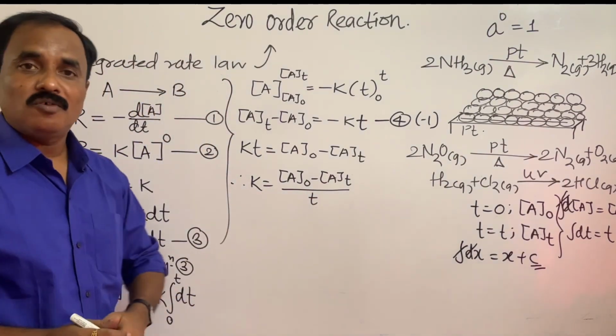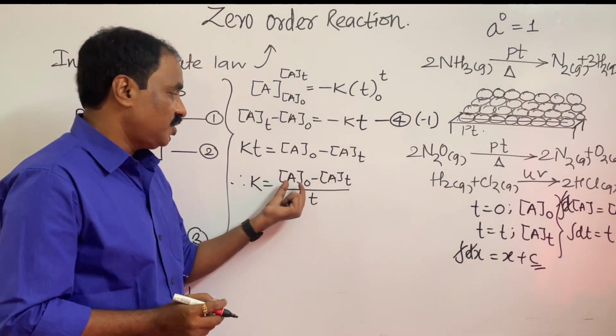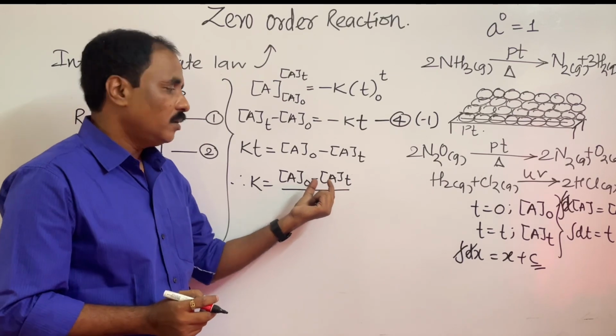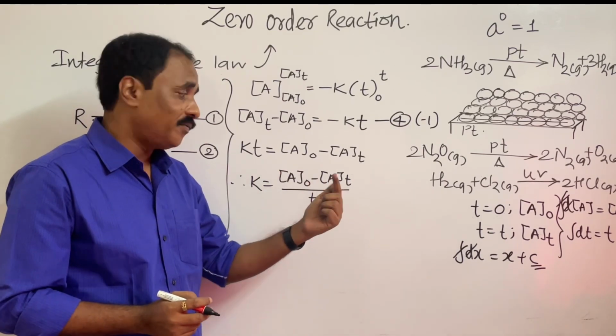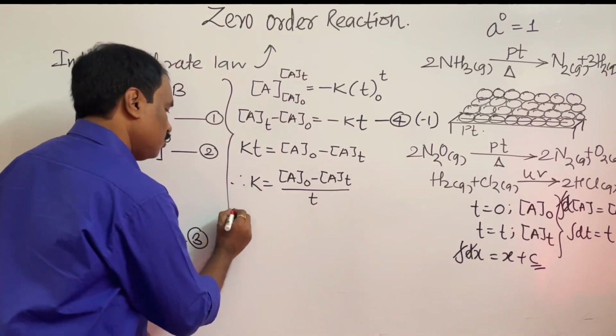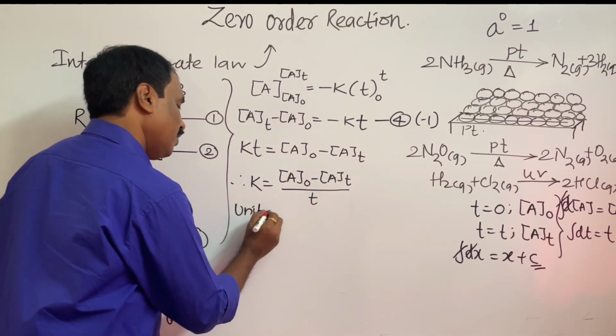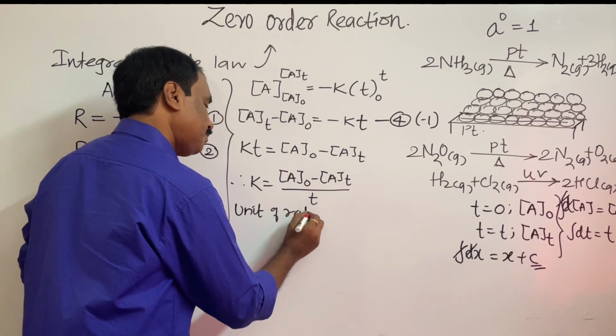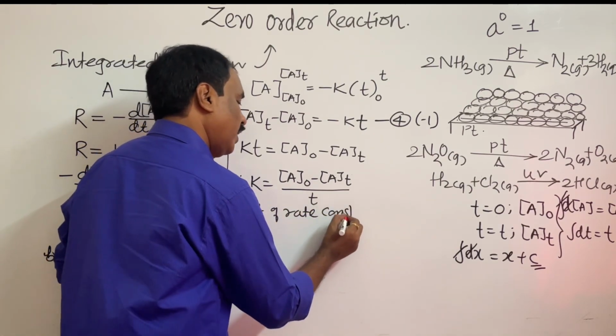What is k? It is the rate constant. A0 is the initial concentration of reactant, At is the final concentration of reactant after time t. What is small t? It is time. So what is the unit of rate constant? Now its unit, this is very important. Unit of rate constant.